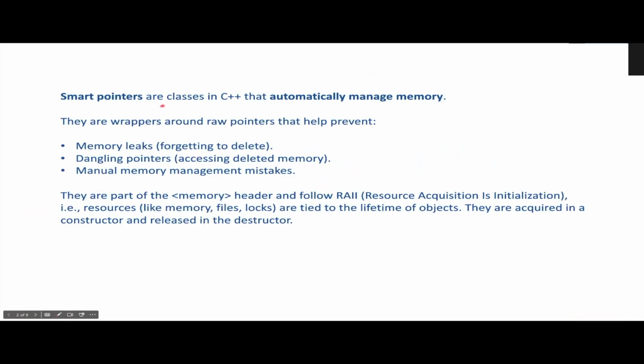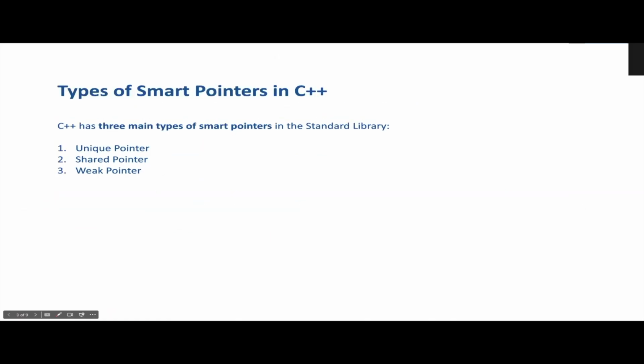Smart pointers are classes in C++ that automatically manage memory. These are wrappers around raw pointers that help prevent memory leaks, dangling pointers, and manual memory management. To use smart pointers in your code, you need to include this memory header file, and these follow RAII, that is resource acquisition is initialization. That is, resources like memory, files, logs, etc. are acquired in a constructor and released in the destructor. So these are the three main types of smart pointers: unique pointer, shared pointer, and weak pointer. We will discuss each in detail.